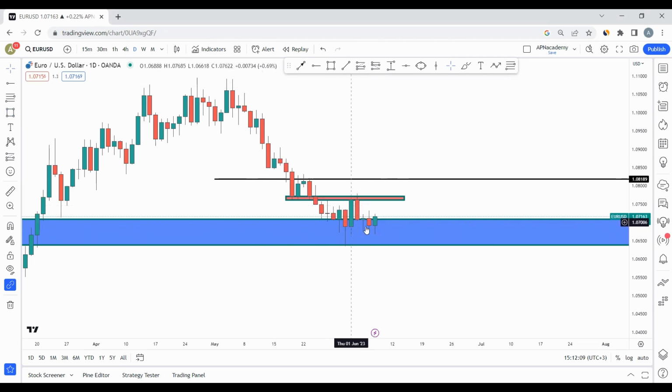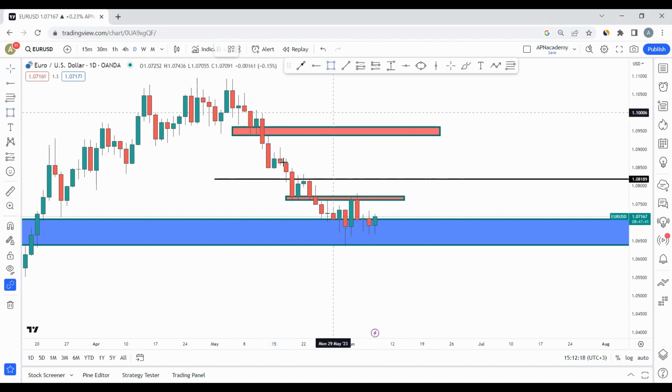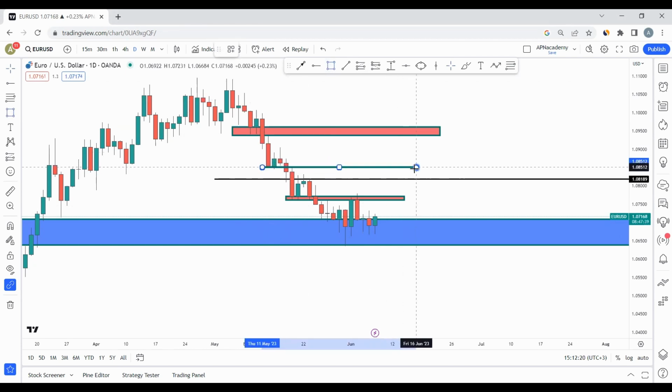So currently we are attempting to make a double bottom. We don't know if it is going to hold yet, right? But also above here, we have levels that are not tested. This is one of them that is not tested. Another area that is not tested is this one here. And at a point X or point Y, the market has to come back and test them.